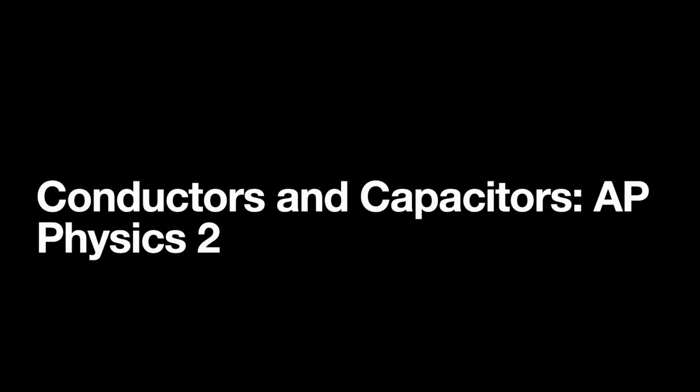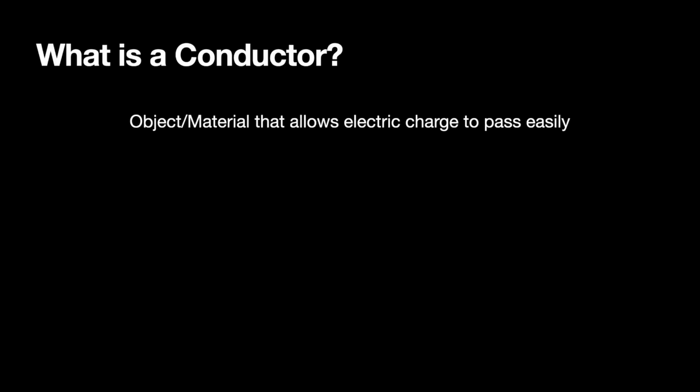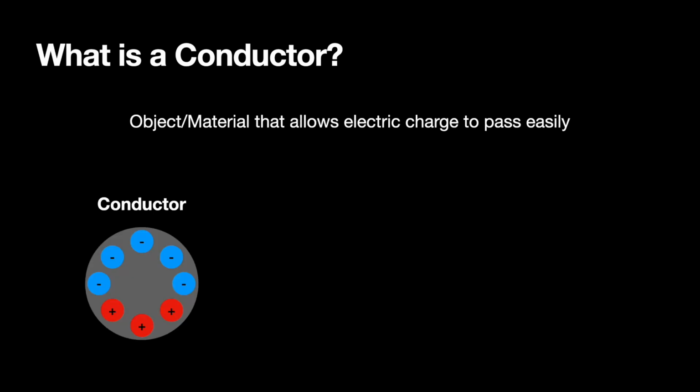Today I'll be covering conductors and capacitors. A conductor is an object or material that allows electric charge to pass through it easily. So for example, a conductor might look like this in a diagram where charge is evenly spread throughout the surface.